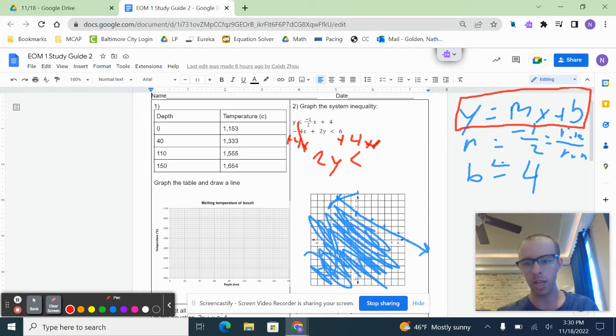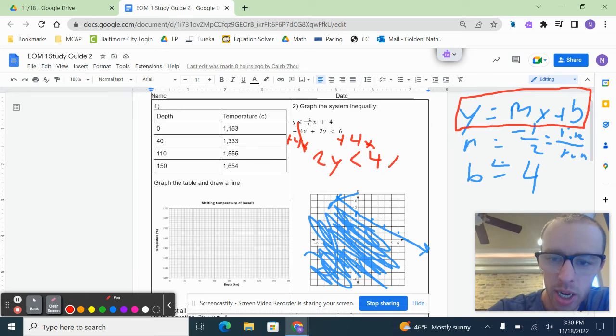I cannot combine those. They are not like terms. One has a variable and one does not. And so I'm just going to leave it as a positive 4x and a positive 6. Can't combine those together. I divide each side by 2.